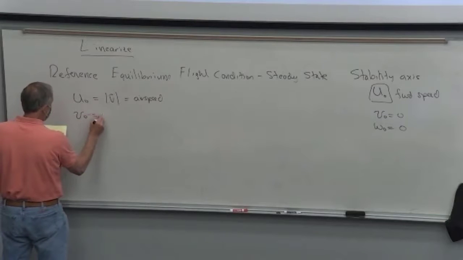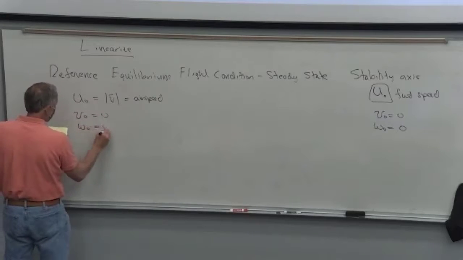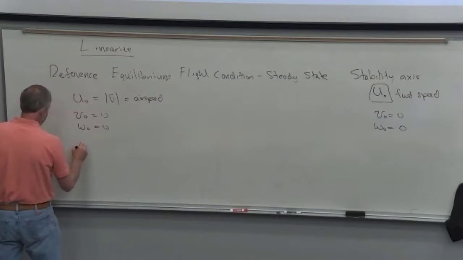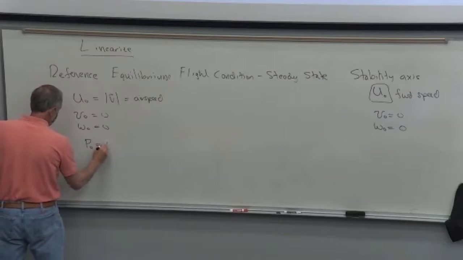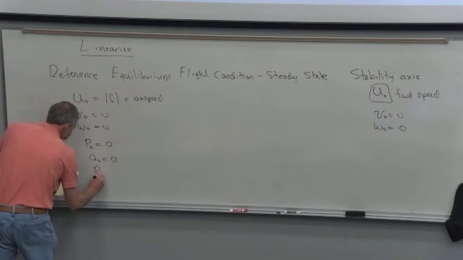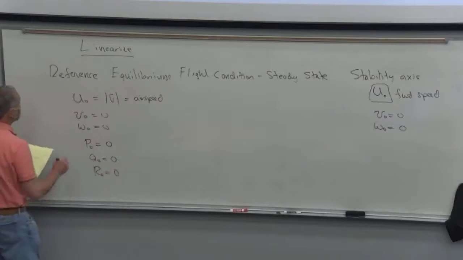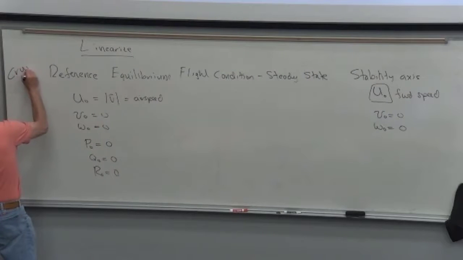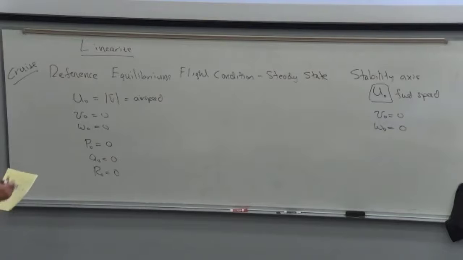And we say V0 is 0, W0 is 0. We talked about that over there. There is no roll rate, no pitch rate, no yaw rate. So this is a true cruise condition. And it's typically what's used. It doesn't mean we can't pick a different one. We could say, okay, we're in a steady state turn or a steady state pull up, but we're just going to do this one.